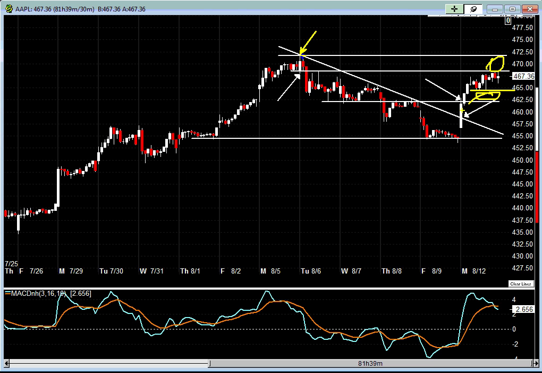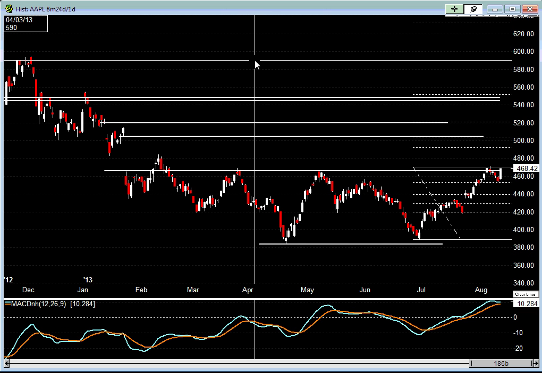Supposedly if it has enough strength to break this resistance, but doesn't have enough momentum to continue to move away from this resistance and comes back down, then we know that we might be premature in thinking that it's going to go up higher. So then we just close out the trade, take our losses, and wait for the next trade. So that's Apple, and so let's take a look at Netflix.